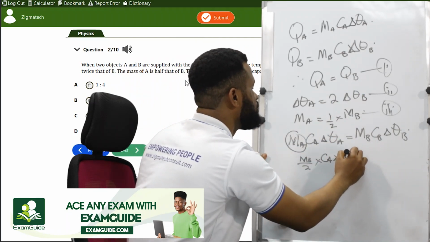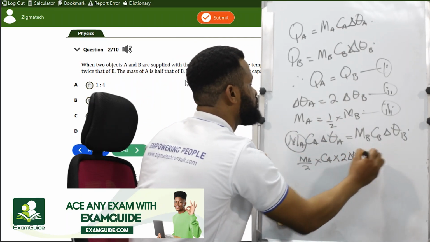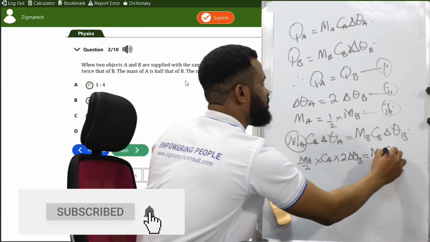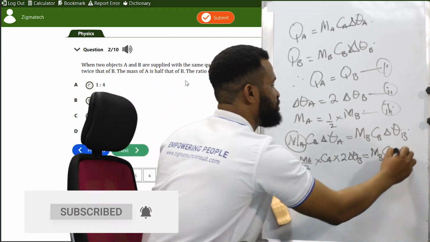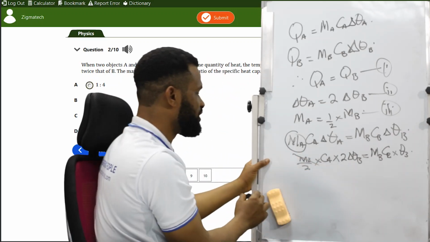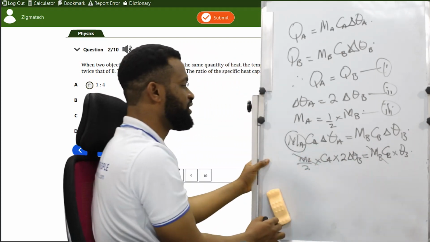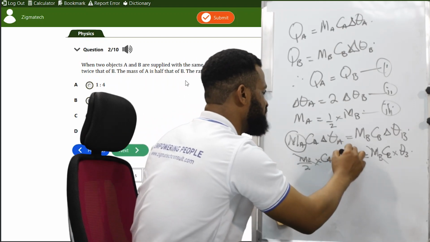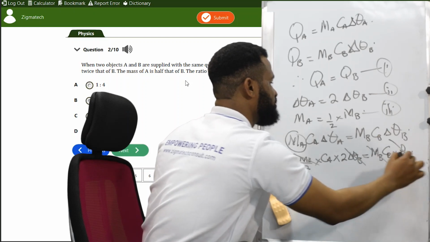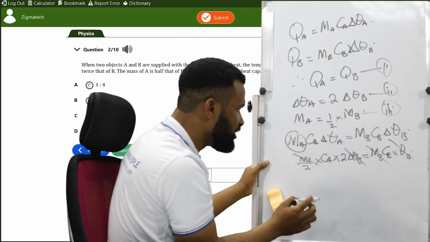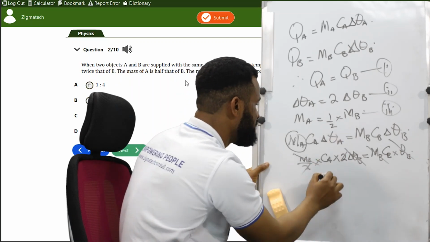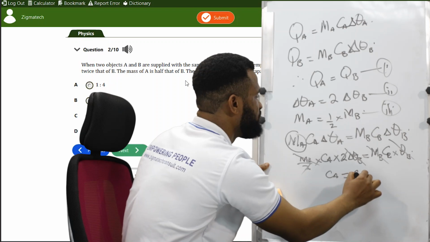I'm going to say 2 change in temperature of B is going to be equal to mass of body B, specific capacity of body B times change in temperature of B. Now see, I'm going to cancel a lot of them. Mass of body B is going to slash out mass of body B. Change in temperature of B is going to cancel change in temperature of B. And look at this, 2 will cancel out 2. So everything we are seeing here is CA is equal to CB.